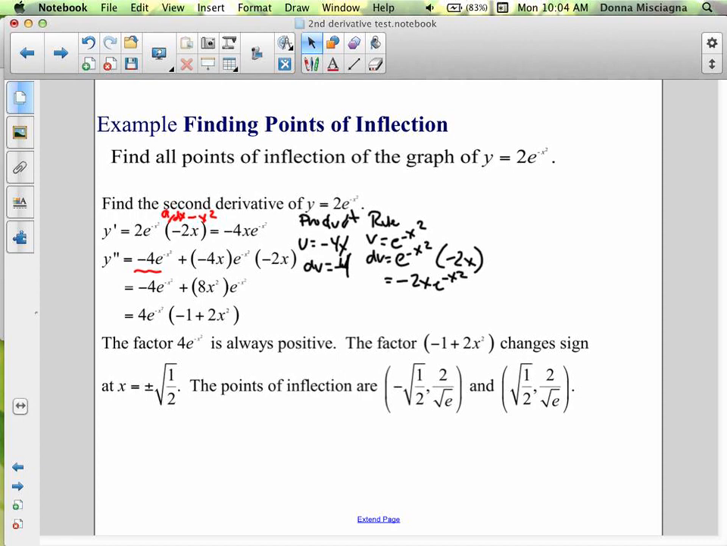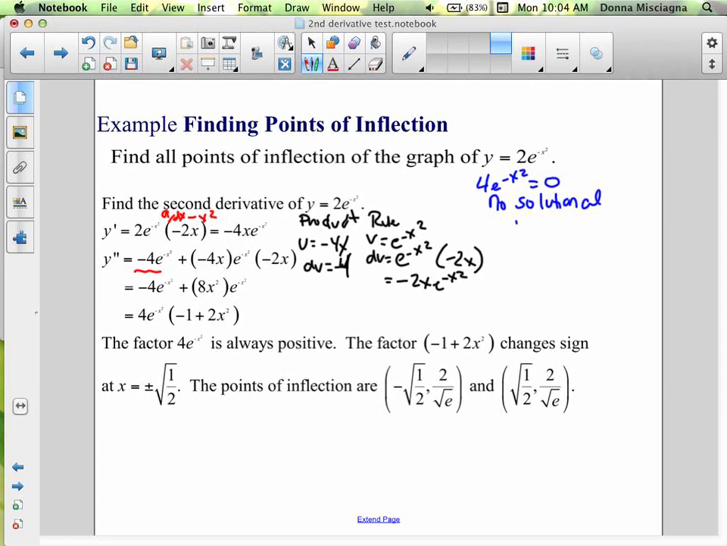Right? So now we set them equal to 0. If you set 4e to the negative x squared equal to 0, there is no solution. It's an exponential. It's always greater than 0. This is exponential growth. It looks a little like that, and it has a horizontal asymptote at 0. So no solution. It's always greater than 0. Right, then we set the second one equal to 0. Negative 1 plus 2x squared equal to 0.